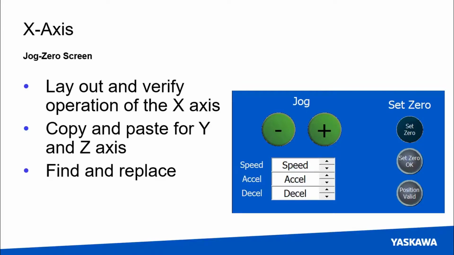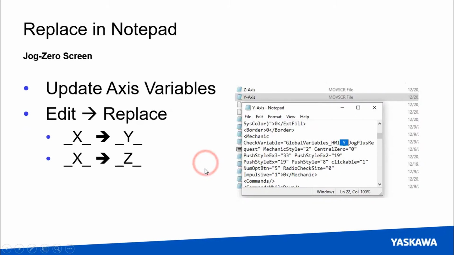Okay? A strategy to build this fast is lay out and verify just one of the axes, let's say the X axis. Then when you know that all works properly, just copy all the objects and paste them on the Y and Z axis screens. But rather than change the properties one by one, it's possible to open the source file, MOVSCR file, and use search and replace to update the variable names for each axis.